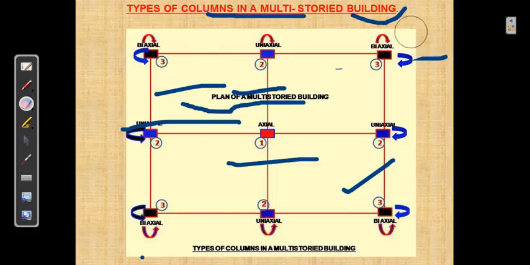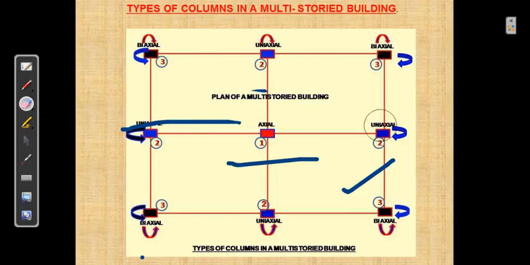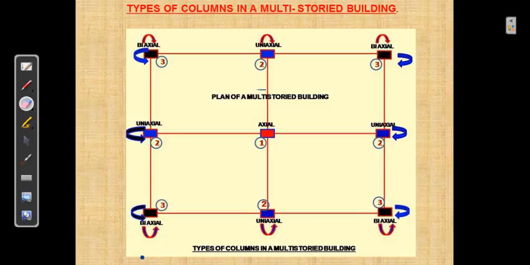So, types of columns in a multi-story building. Here, the end columns will be biaxial and the intermediate columns will be uniaxial. Okay, so this will be the uniaxial, and this will be the axial plan of a multi-story building.